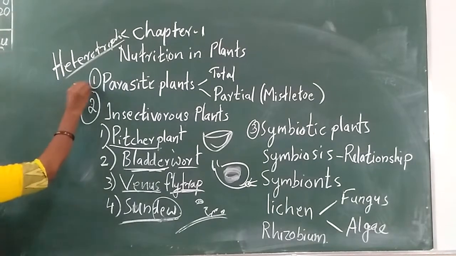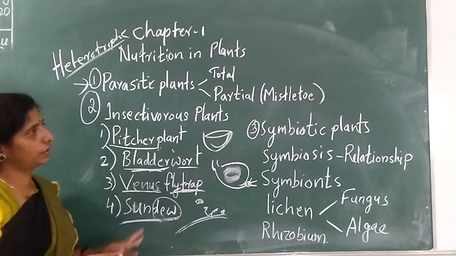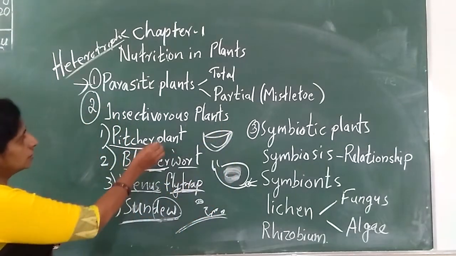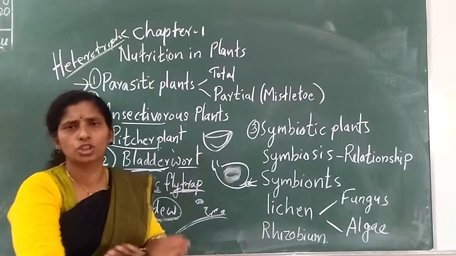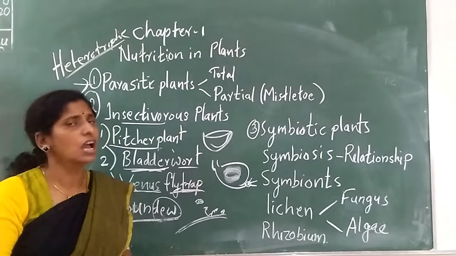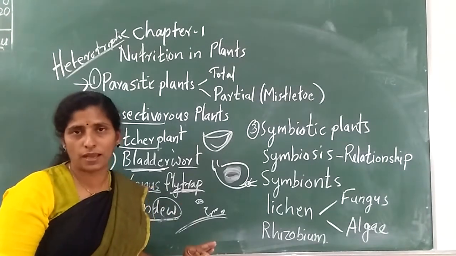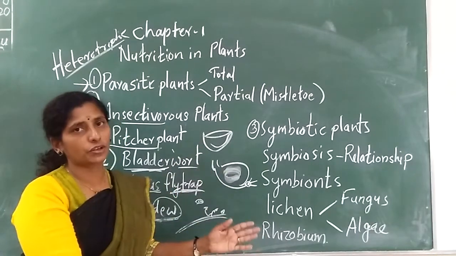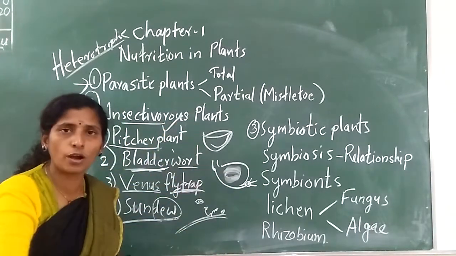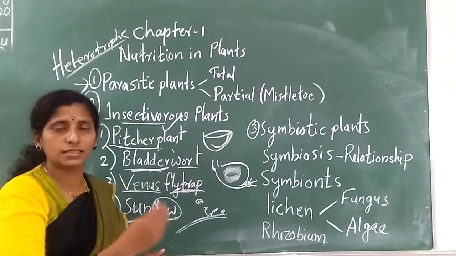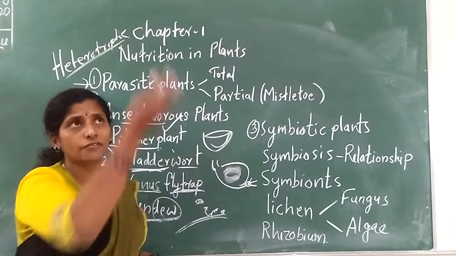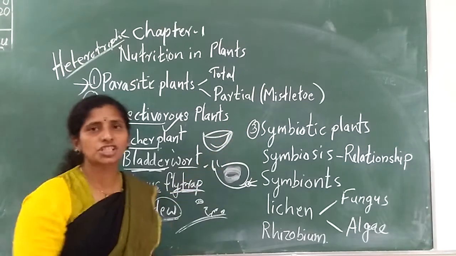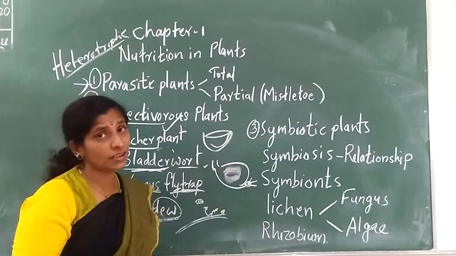Heterotrophic. Here a parasite is completely heterotrophic, a partial parasite only half. Like that, these insectivorous plants are also not completely white in color, not completely heterotrophic plants. These are doing both autotrophic and heterotrophic nutrition. It can synthesize its own what? Starch. It can prepare its glucose by photosynthesis. But at the same time, it will get extra nutrients by trapping insects.